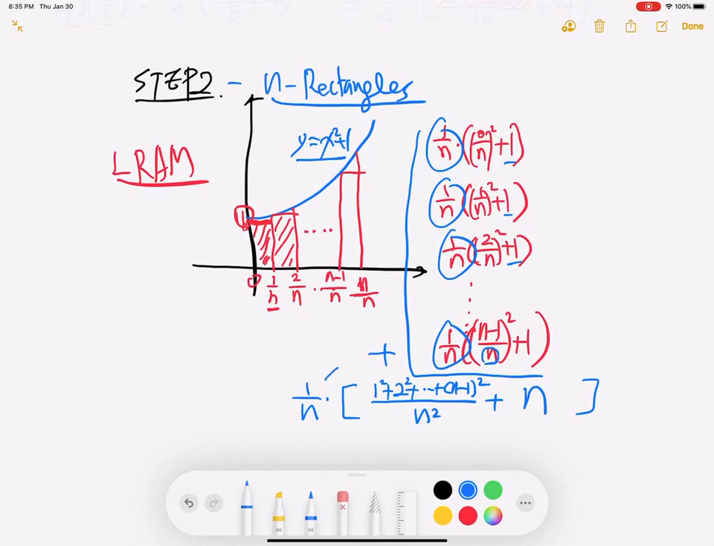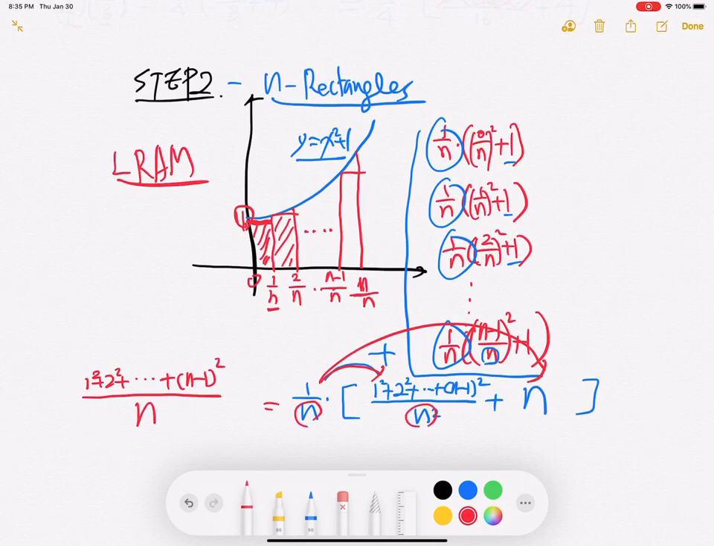So I'm going to distribute by n minus 1 minus n. And then we'll get 1 squared plus 2 squared plus, keep going to n minus 1 squared, over n times n squared, that's n cubed. And then 1 over n times n is plus 1. This is kind of the answer, right? But it's not done. We have to find this numerator part.